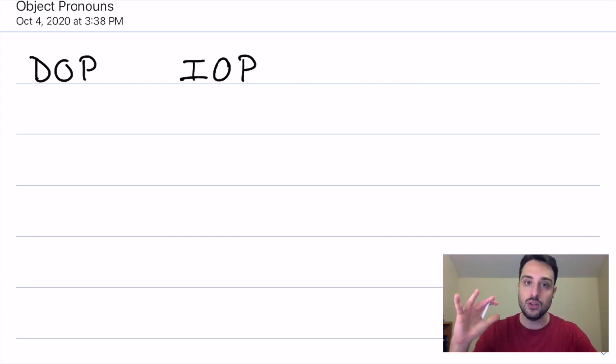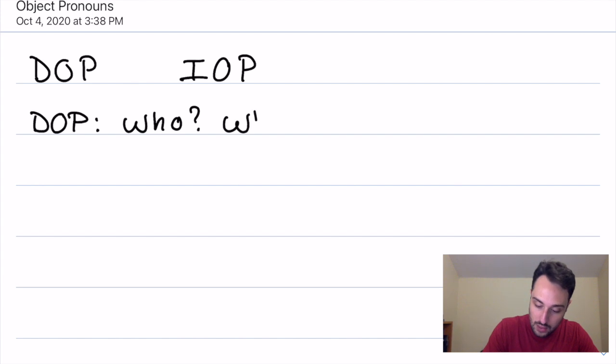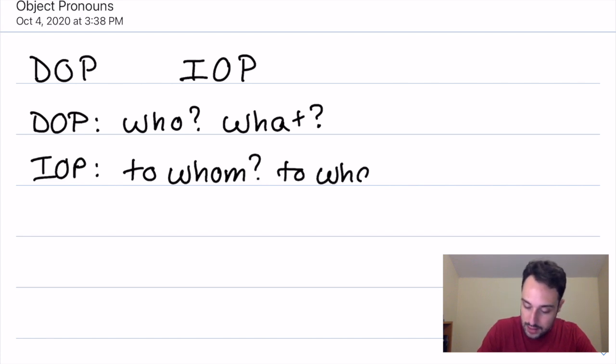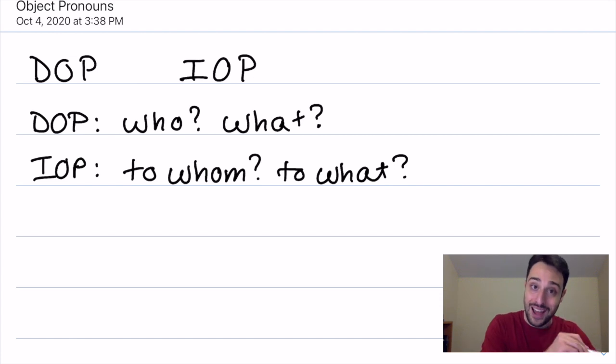Now, how are these used? Just to give a quick background. The direct object pronouns answer the question who or what. So who or what in a sentence are we talking about? The indirect object pronouns answer the questions to whom, or to who, if you like saying that instead, or to what in a sentence. In other words, the indirect object of a sentence receives the direct object. The direct object receives the action of the verb.